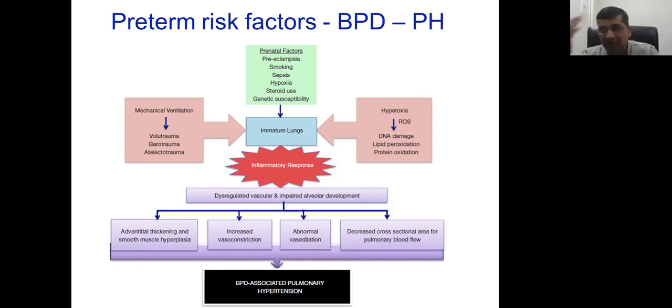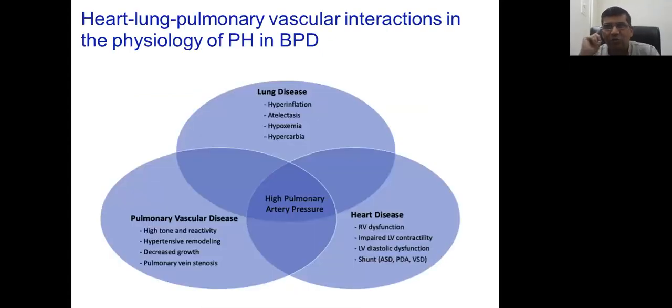I'm going to take a separate class on preterm BPD pulmonary hypertension next month. I think a lot of you might be getting emails from my side or from my secretary. You will get that information. If you're not getting the information, I'll provide you my email ID and mobile number after the end of the session, that you can write down and send me an SMS. That's the next class about preterm BPD pulmonary hypertension.